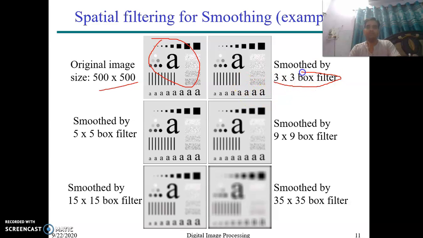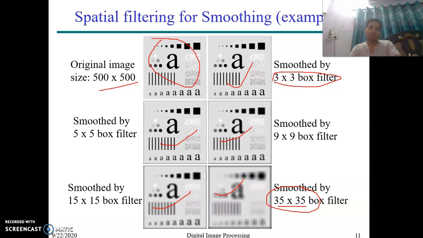Suppose we are using a 3 cross 3 box filter; we will talk about box and weighted filters. If you are using a 3 cross 3 box filter, then the result is like this. We can see that the clarity is more in this particular image after the convolution. Now, if we do it with the 5 cross 5 filter, we can see the result. When we do it using a 9 cross 9 filter, the result is like this. When we use a 15 cross 15 box filter, the result is like this. And if we use a 35 cross 35 box filter, the result is like this.